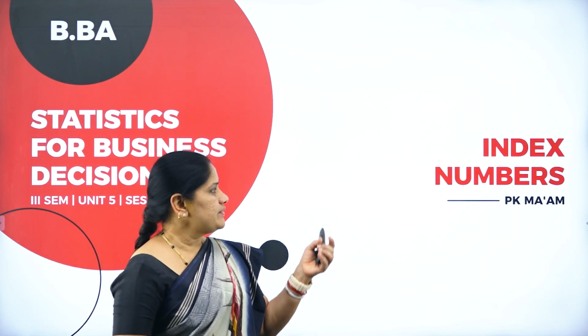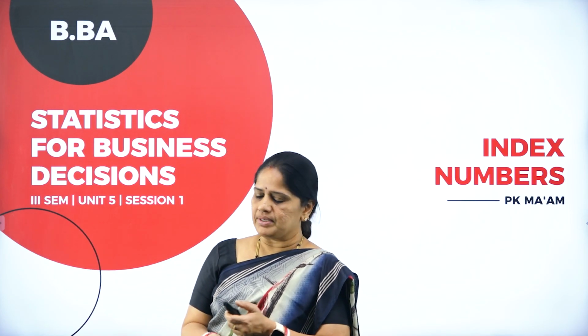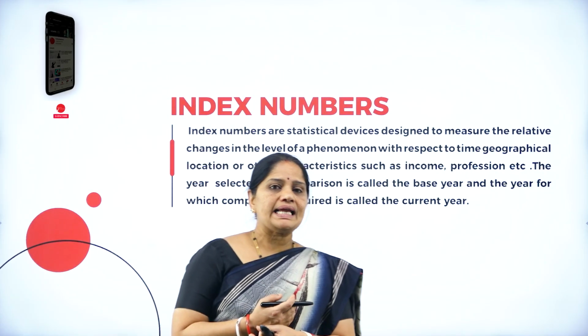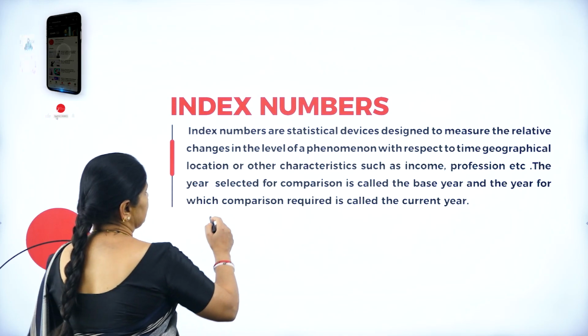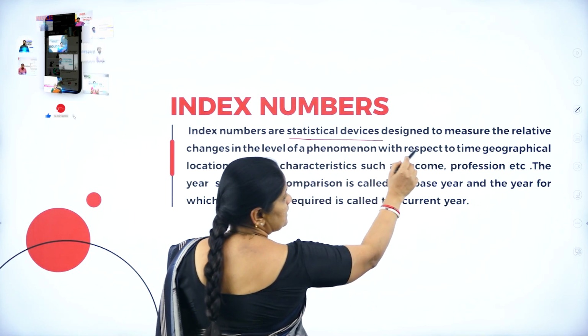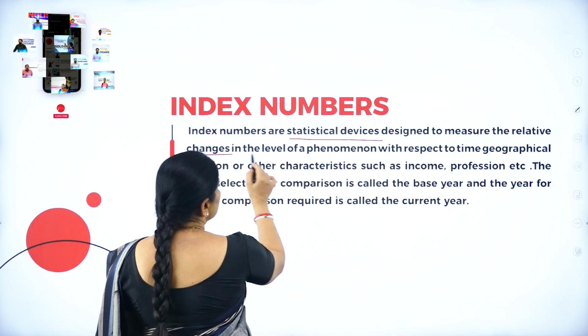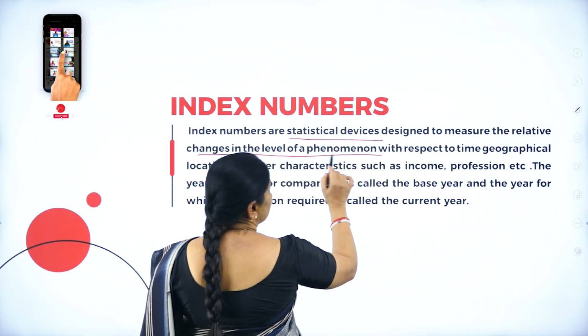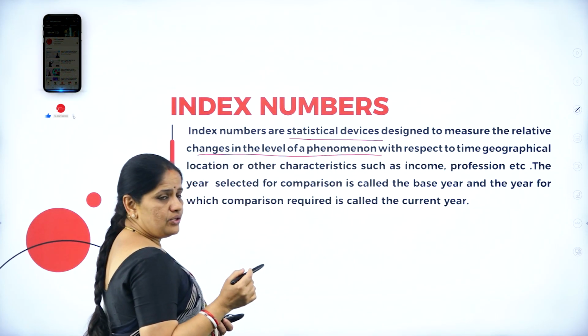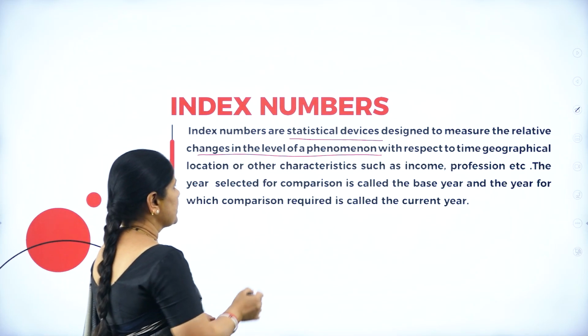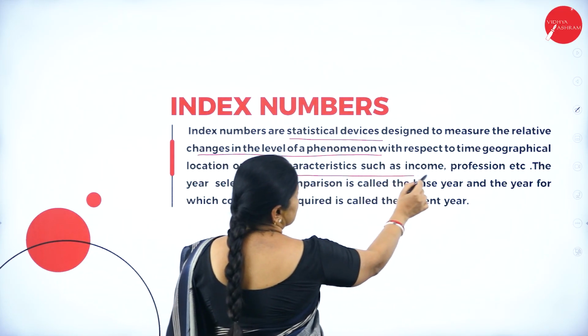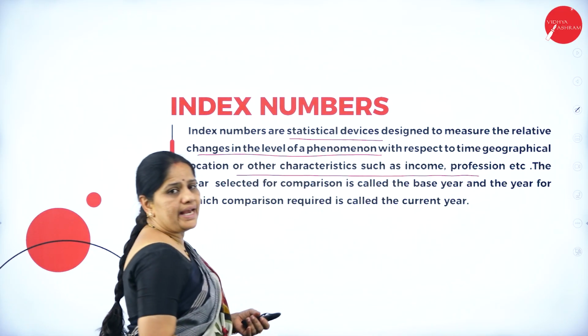In this session, we will be having a discussion on index numbers. Now let us see what we mean by index numbers. Index numbers are statistical devices designed to measure the relative changes in the price level of a phenomenon with respect to time, geographical location, or other characteristics such as income, profession, etc.